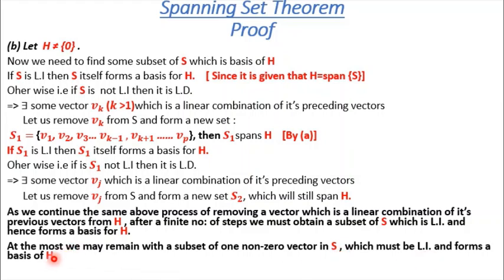That means at any cost, from the given spanning set, by removing such vectors which are linear combinations of preceding vectors, at the most, at the last step, you must obtain an LI set which spans H, and hence that forms a basis for H. This proves the theorem.